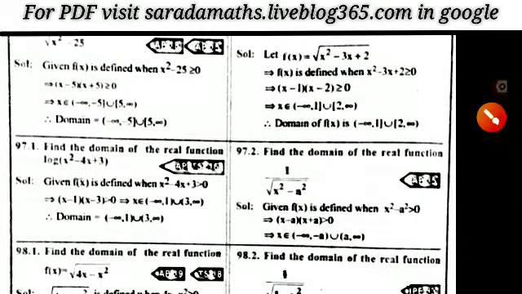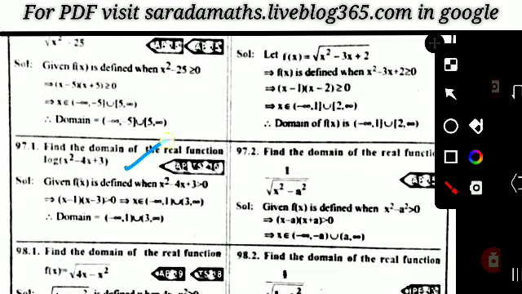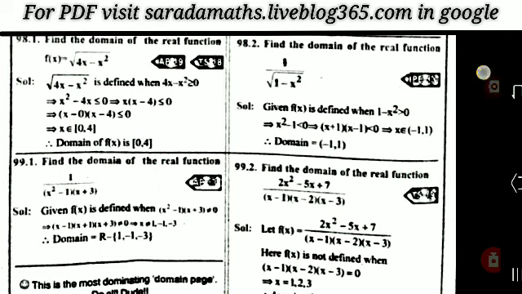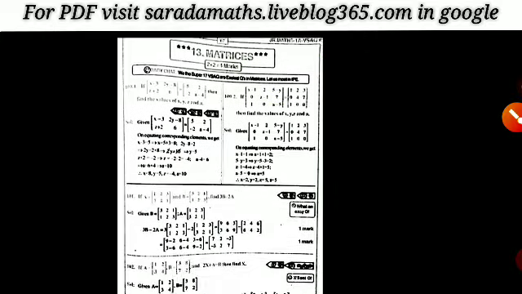Next one, find the domain of the function log of x square minus 4x plus 3. Find the domain of 1 by square root of x square minus a square. Find the domain of square root of 4x minus x square. Find the domain of square root of 1 by square root of 1 minus x square. Okay, these are all the domain problems. Next one, find the domain of 1 by (x square minus 1)(x plus 3). Find the domain of this function. So these are the domain related questions, very important sums.